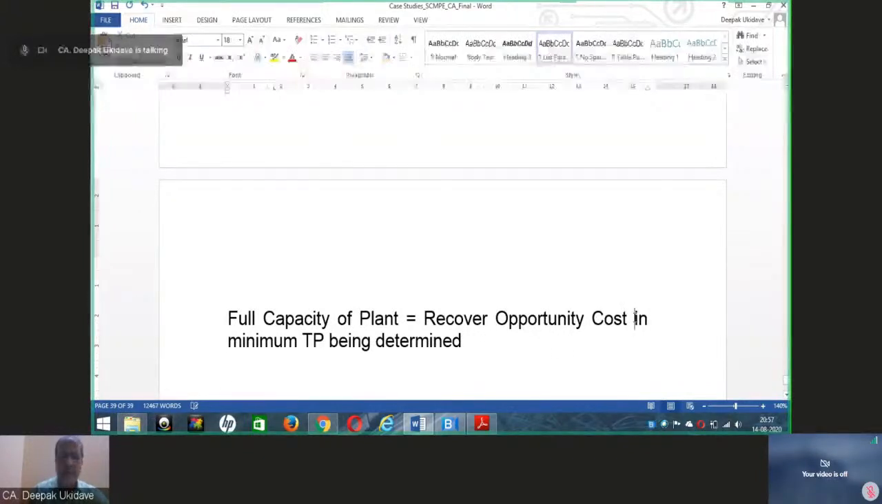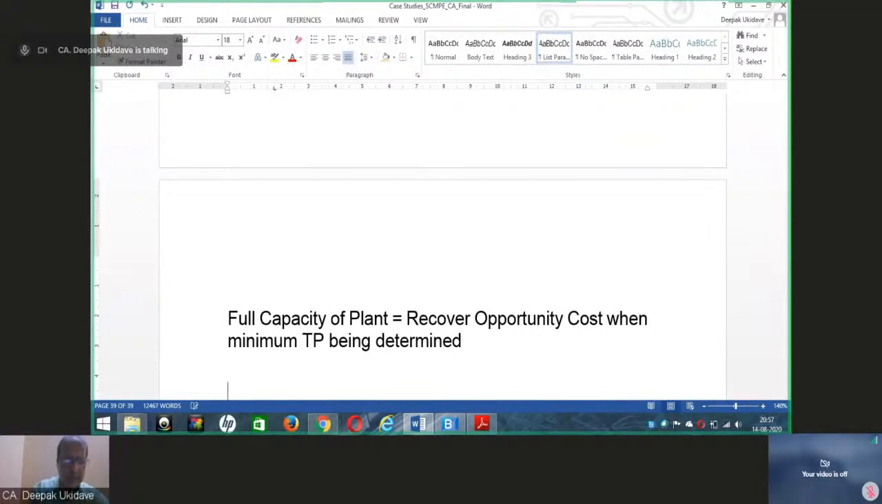So when the minimum transfer price is being determined, recover the opportunity cost. So the formula becomes variable cost or marginal cost, plus specific cost, if any, to cater to the specific requirement of the customer, plus the opportunity cost.